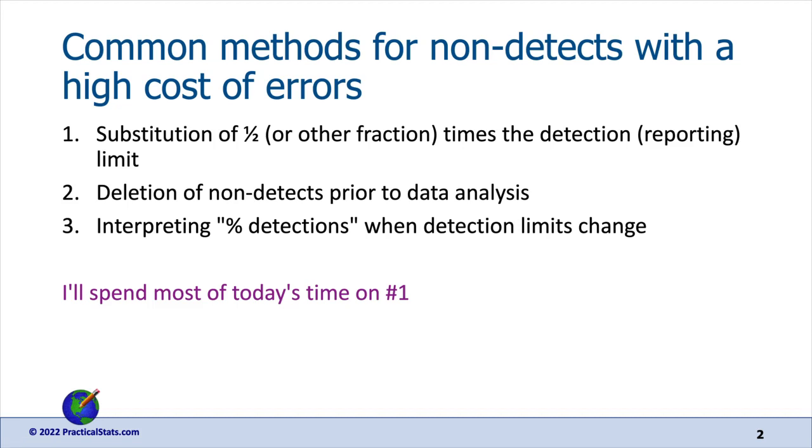these three methods. The second method that's inadequate for handling data with nondetects is the deletion of those nondetects prior to doing your data analysis. So you might throw out something like the lowest 30% of your data and then try to make some sense out of the upper 70%. And as you can imagine, that might not work very well.